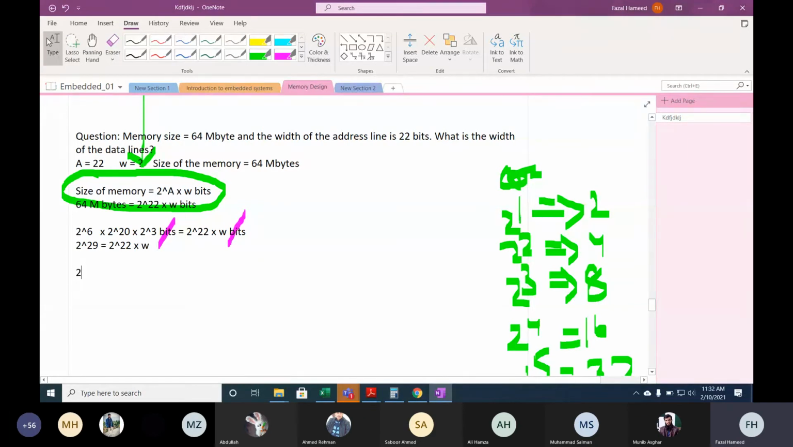2 raised to the power 22 cross 7. Can we write like this? 2 raised to the power 7. 22 plus 7 is equal to 29. Is equal to 2 raised to the power 22 cross W.